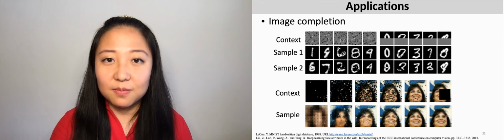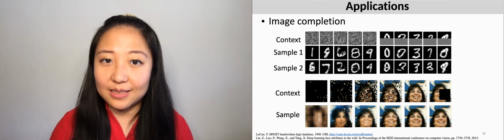Now let's look at some applications of EBPs. First, we look at conditional image completion on MNIST and Celeb A. The first row shows the context points used for learning the variational posterior Q of theta given x, where x is a subset of randomly selected or connected pixels. In MNIST, these context points are shown in black and white, and in Celeb A, they're shown in colors.